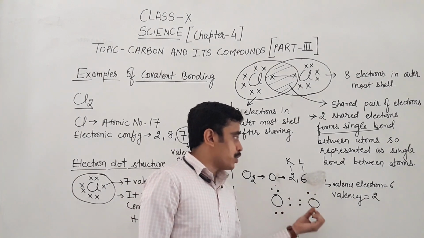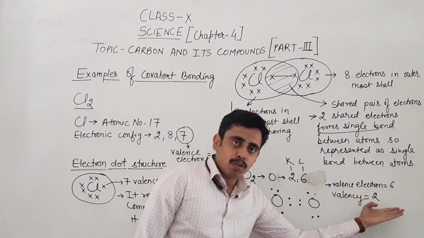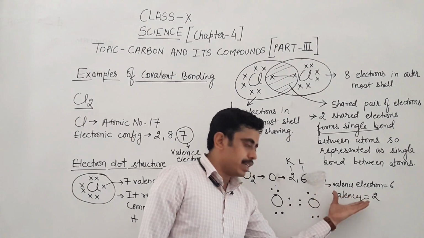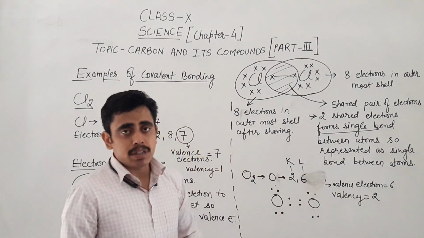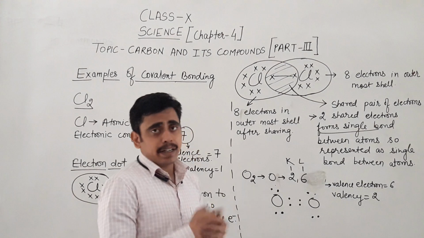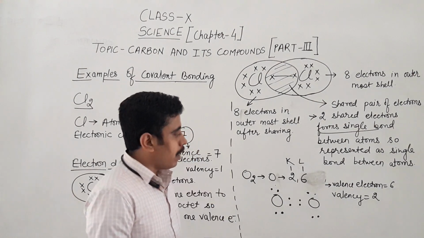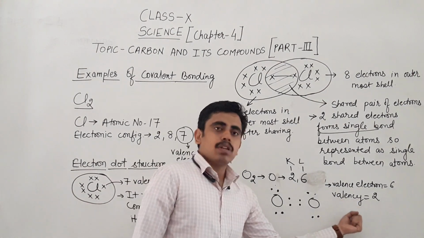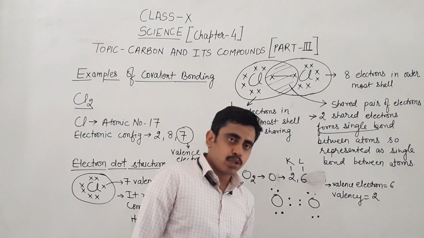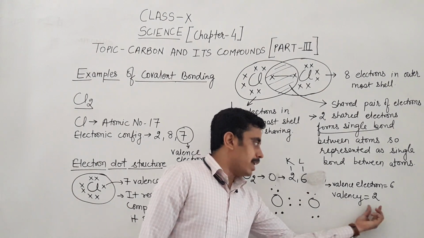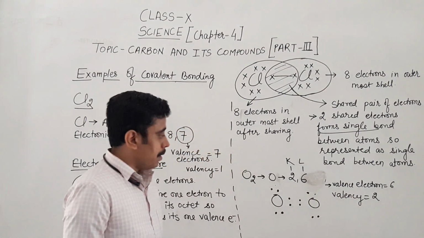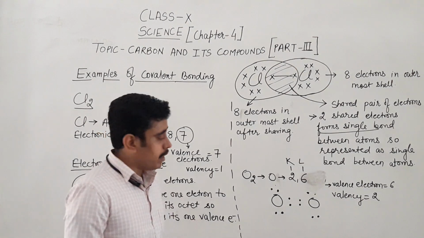Now these 6 electrons are valence electrons. So oxygen has 6 valence electrons. How many electrons does it require to complete its outermost shell? It requires 2 electrons to complete its outermost shell. That's why its valency is 2. Now see how the oxygen does it.